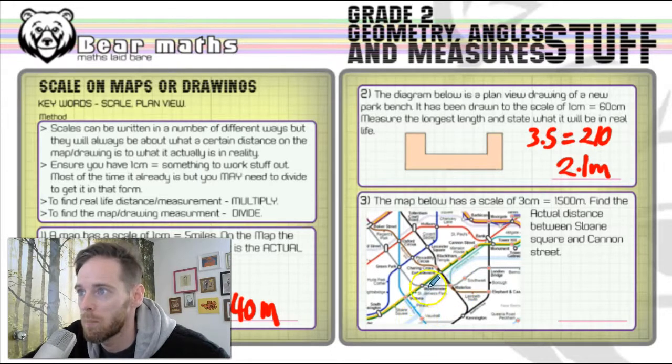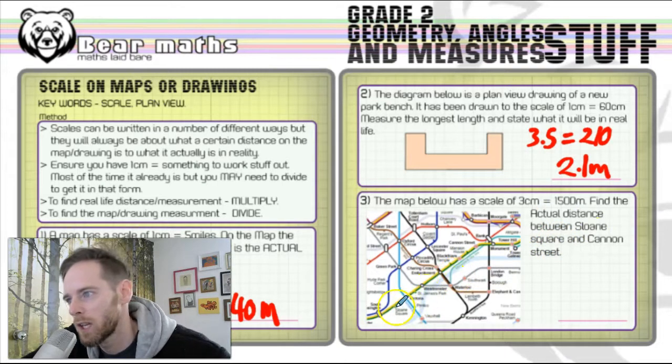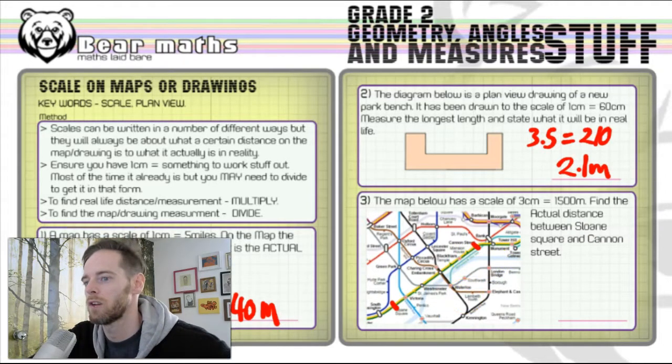Right, I appreciate that, but the map has a scale of 3 centimetres to 1,500 metres. This is an approximate scale. I have made this up a little bit, but it is pretty close to reality. Find the actual distance between Sloane Square and Cannon Street. Now you're going to have to trust me here that Sloane Square is here. Okay, mark it on there with a big red dot, and Cannon Street is there. You might have spotted them. You might have some very, very good eyesight.